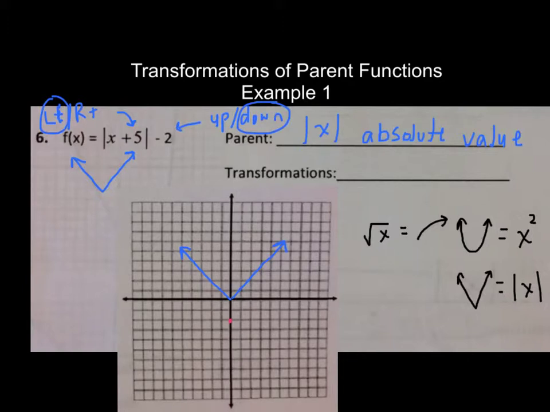So this says we go down 2, left 5. 1, 2, 3, 4, 5. And now that's just our new vertex for our V shape. So this is just moving down 2 and left 5. Absolute value always has a slope. The basic has a slope of 1, so it has a slope up and over by 1s. And that's your new graph.